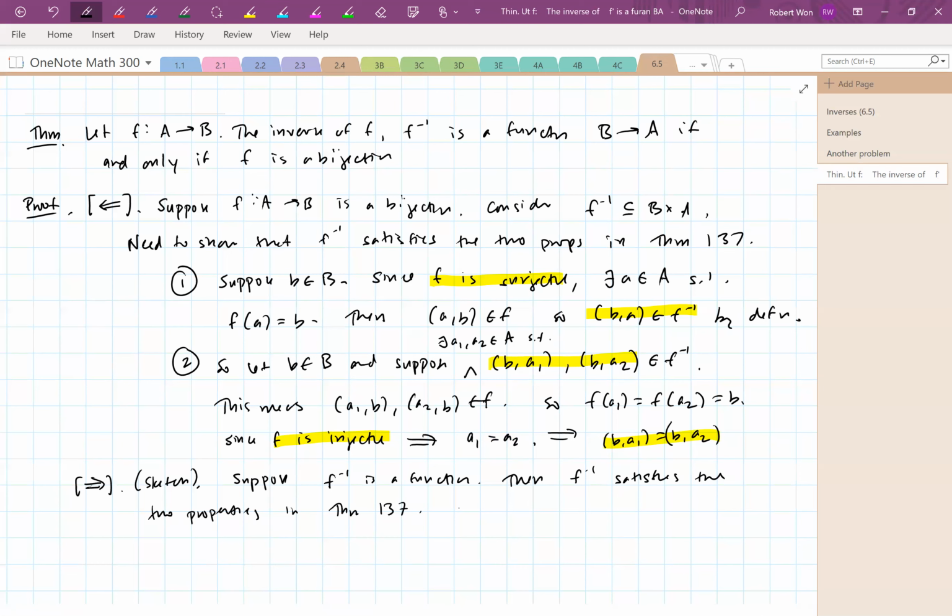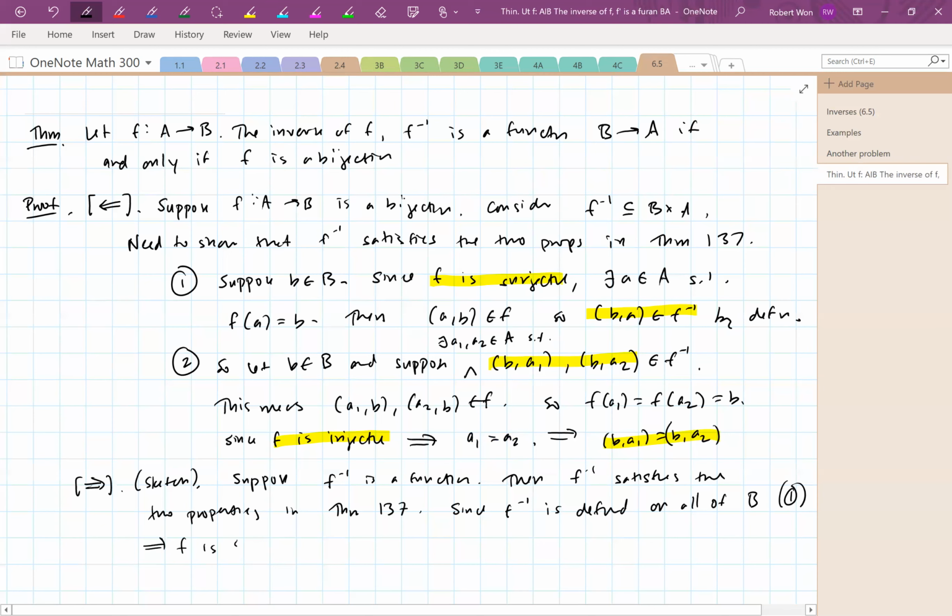Okay, and what you'll do is you'll say, since f inverse is defined on all of B, this is property 1. This will give you that f is surjective, because every element of B will appear as a first coordinate in f inverse. That means that every element of B appears as a second coordinate in f. That just means that f hits everything in B.